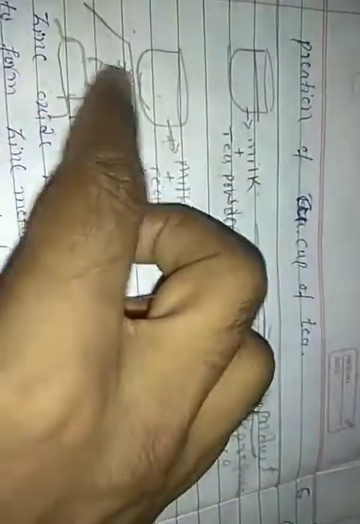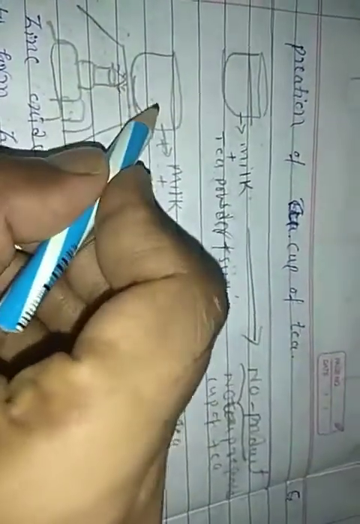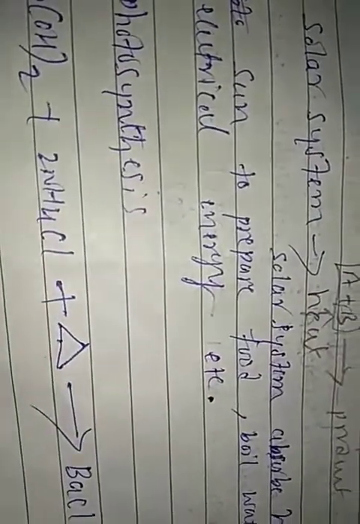We are supplying heat. Milk, tea powder and sugar are absorbing heat. They are accepting heat. So this absorbing of heat we call an endothermic reaction. Understood, students? I hope you understood. By using this figure, you should understand better. Okay, next example, students, solar system.